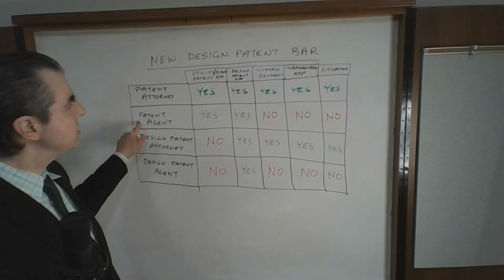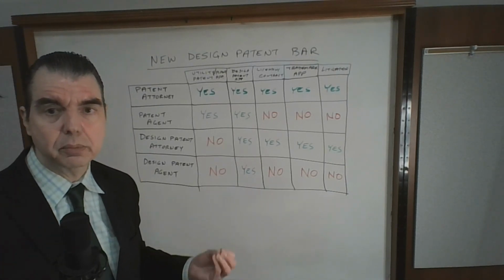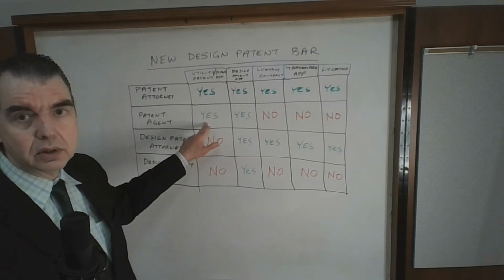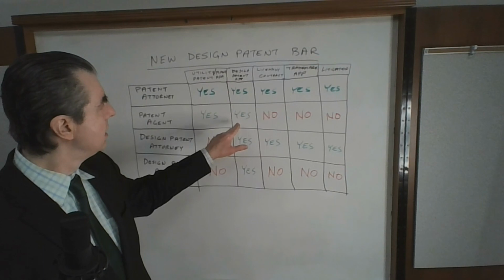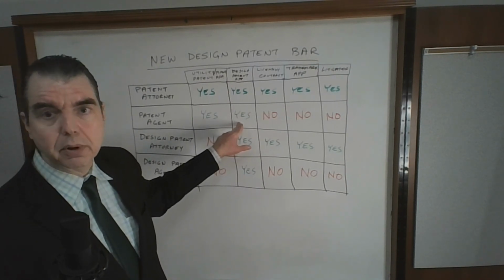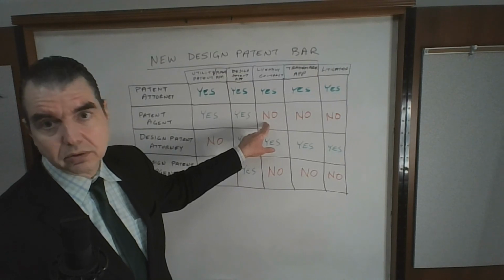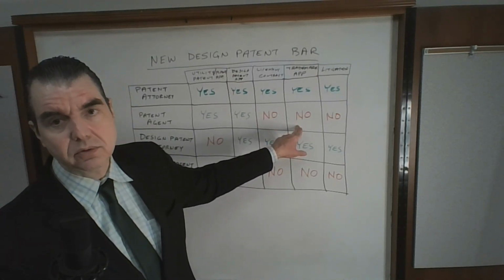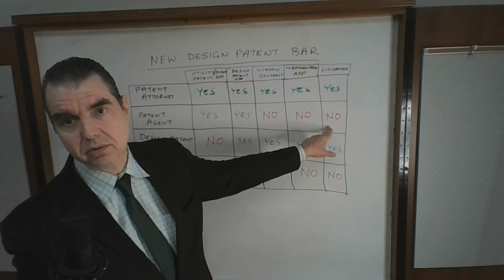Now, the patent agent is not an attorney, but they're licensed to practice before the USPTO. So a patent agent can work on utility and plant patent applications, preparation and prosecution. They can work on design patent preparation and prosecution. They cannot do contract work. They're not an attorney. They can't file trademark applications because they're not an attorney. And they can't engage in litigation because they're not an attorney.